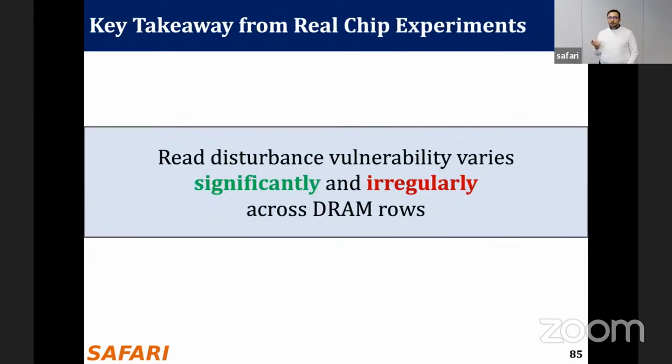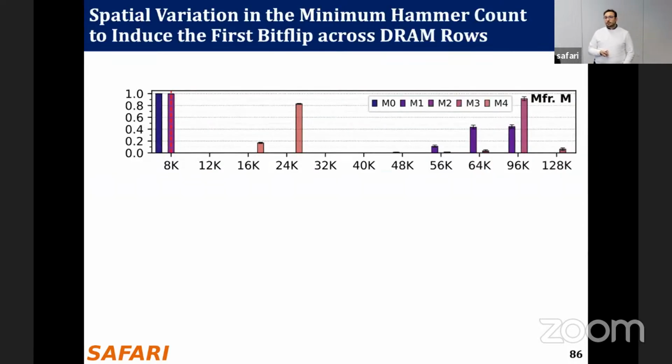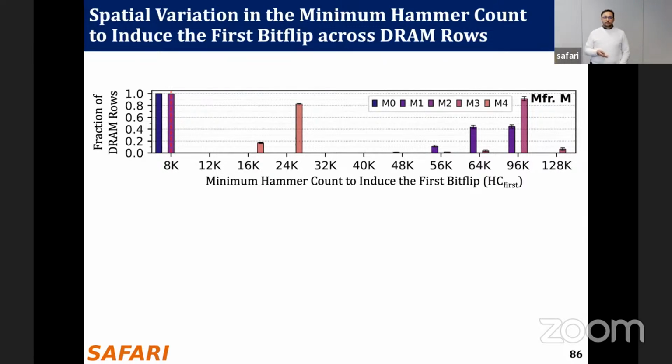Our key takeaway from real chip experiments is that read disturbance vulnerability varies significantly and irregularly across DRAM rows. Here, what we see is a histogram. On the x-axis, we have the minimum hammer count to induce the first bit flip. On the y-axis, we have the fraction of DRAM rows that exhibit that HC first value. Different colors show data from different modules, and all of these modules are from manufacturer M, Micron in this case. The error bars show the variation across banks.